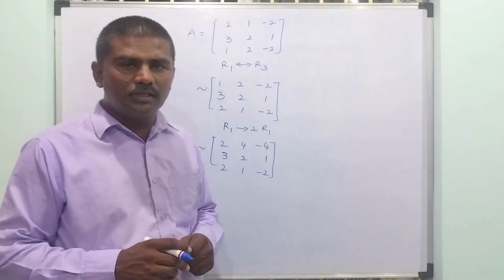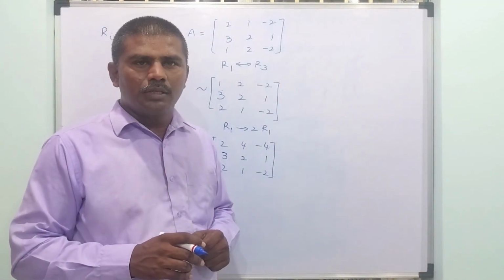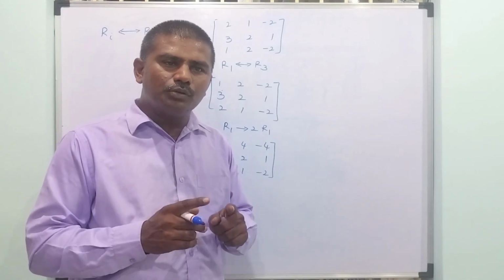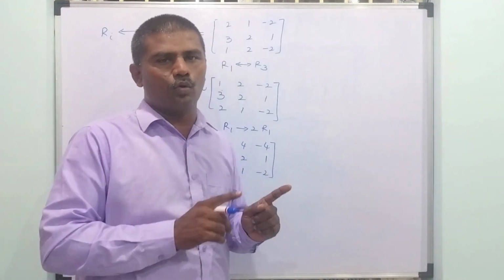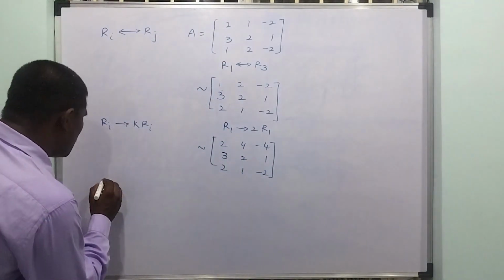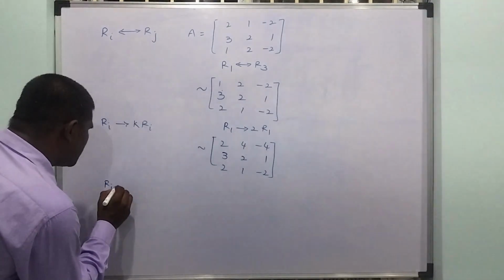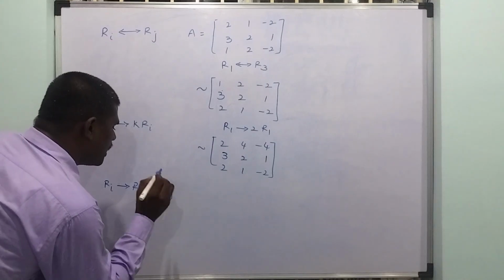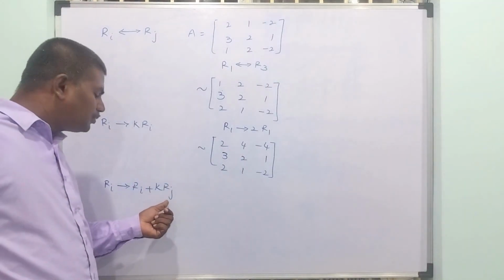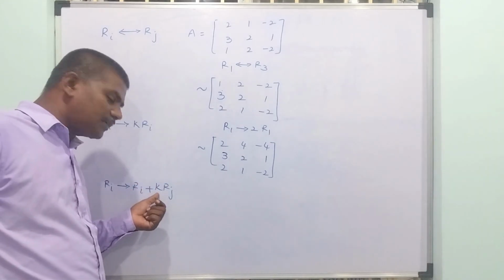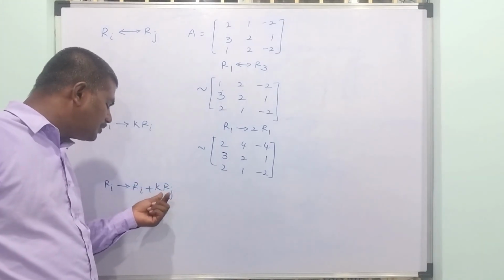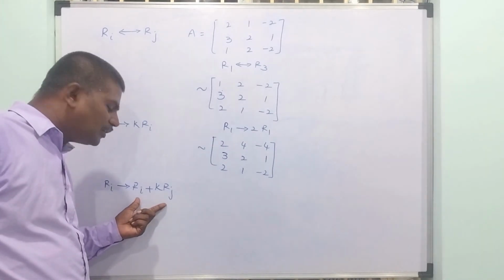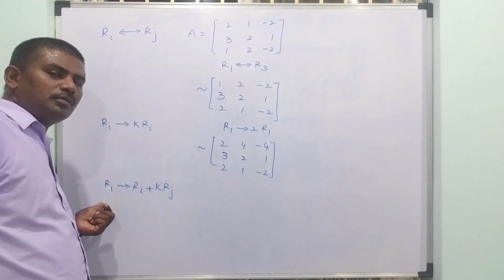Now coming to the third elementary row operation, you can multiply any row with a non-zero scalar and add it to the corresponding elements of any other row. That means, suppose Ri → Ri + k Rj. This means the jth row can be multiplied with a non-zero scalar k and added to the corresponding elements of the ith row, and the resulting value should be noted in the ith row itself.